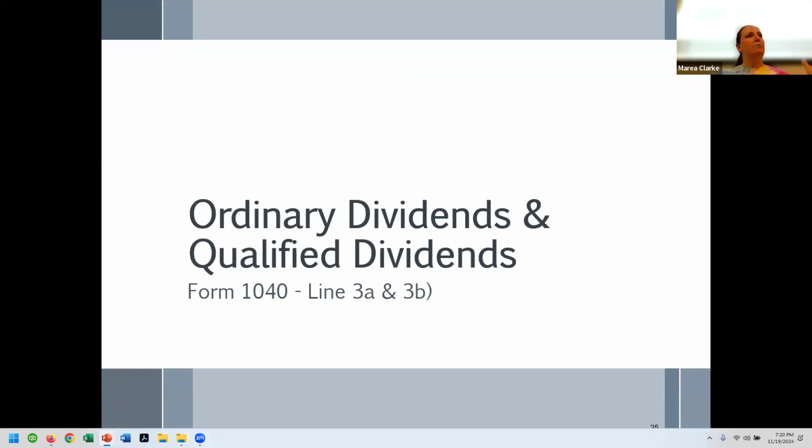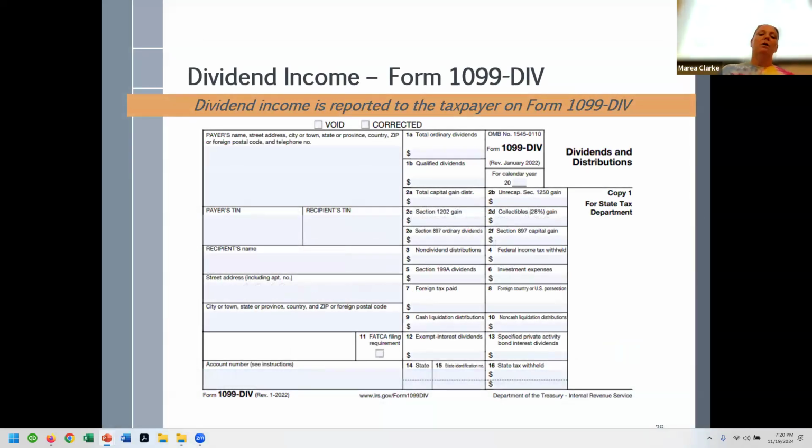Dividends. You buy stock in a company, the company makes a lot of money. They say, we love our shareholders. Here's 10 cents for every share you own. They will report that as a dividend. They will send you a 1099 DIV form that says, here's how much we gave you in dividends.